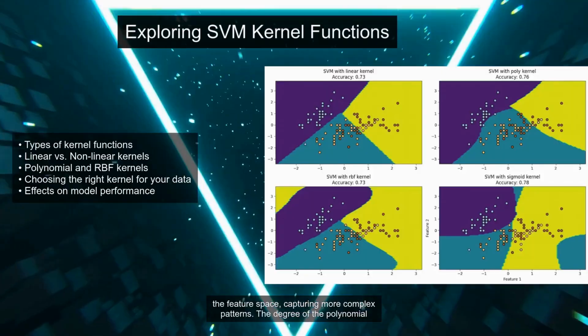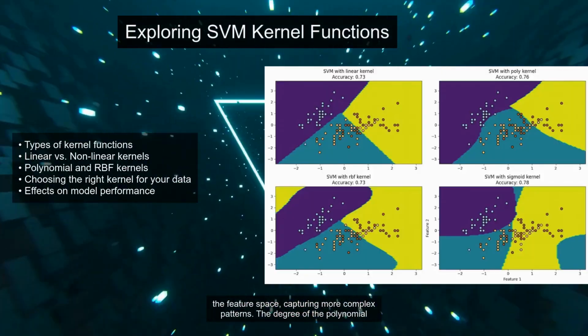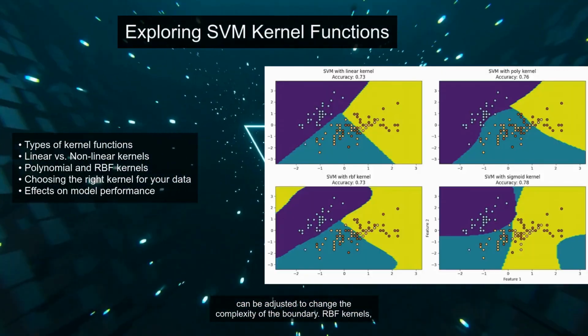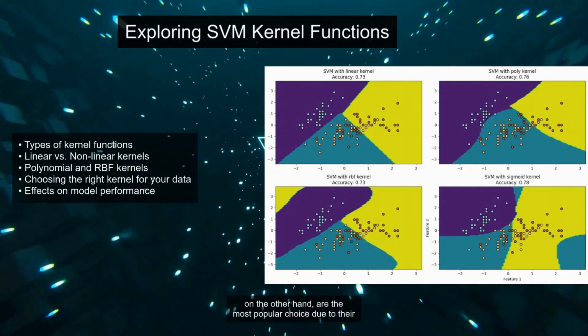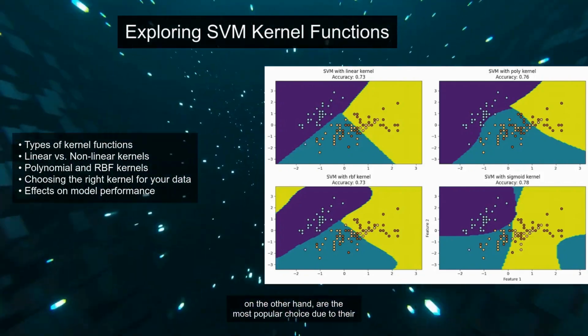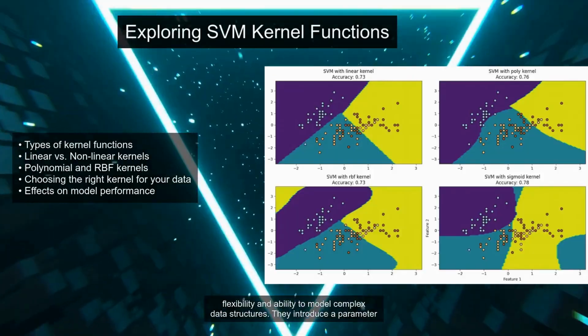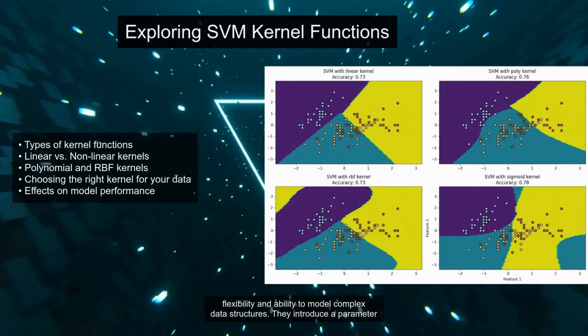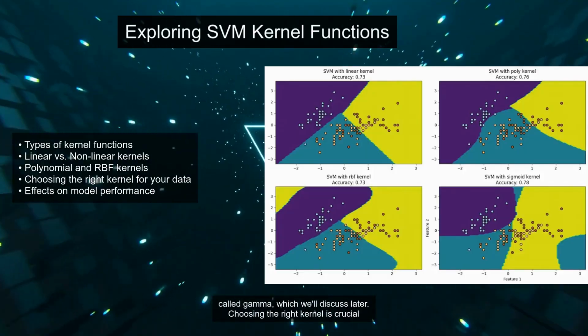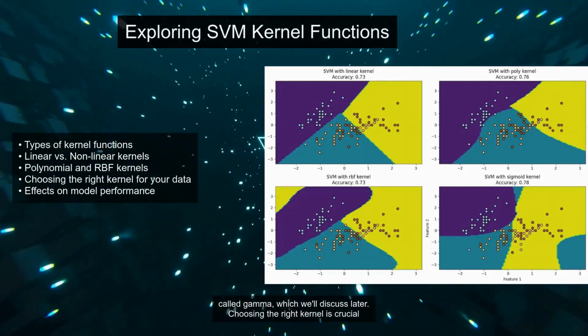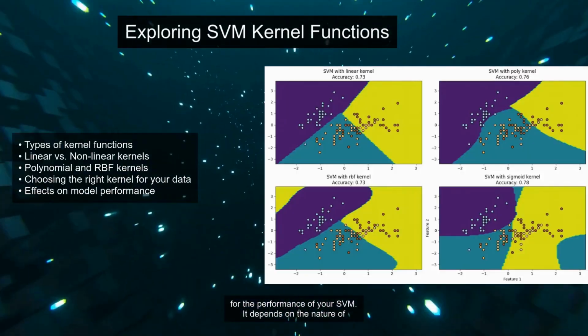Polynomial kernels increase the dimensionality of the feature space, capturing more complex patterns. The degree of the polynomial can be adjusted to change the complexity of the boundary. RBF kernels, on the other hand, are the most popular choice due to their flexibility and ability to model complex data structures. They introduce a parameter called gamma, which we'll discuss later.